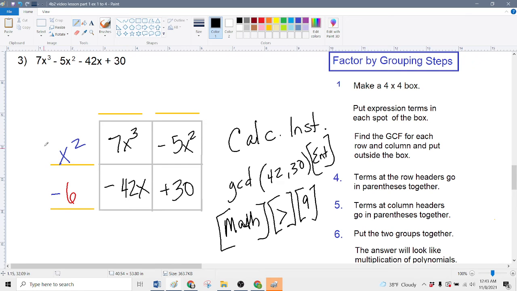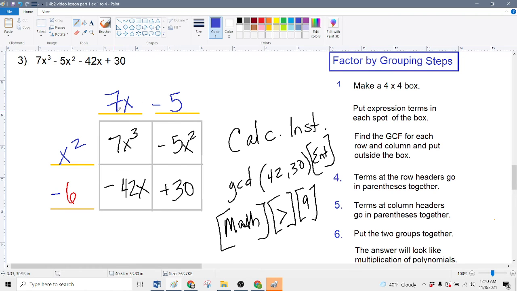All right. Once we've got the GCD or the GCF for both of these rows, we can go back through and say, what would I need to multiply x squared by to get 7x cubed? We'd need to multiply that x squared by 7x. Here's a subtraction on that spot right by our header, so we'll pop it out here. And we need a 5 there to multiply our x squared. A -5 times x squared, yep, -5x squared.